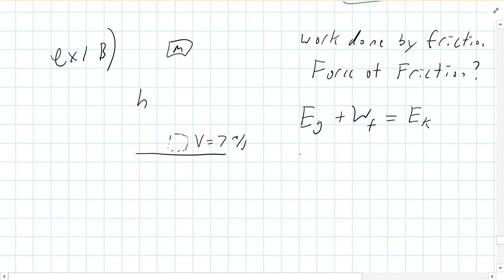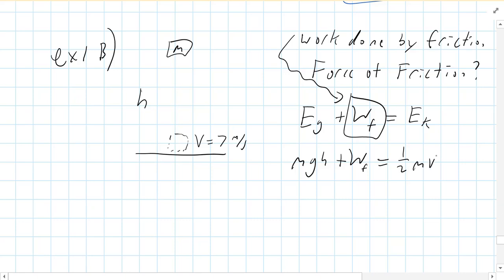So that would be your first box. Our second box is going to look almost the same, except for the following. Oops, and that's a mistake. EG is mgh, okay? We're trying to find W. Work done by friction is just W, so just leave it as W, okay? Work done by friction. We're trying to solve for that number. And then kinetic energy is 1/2 mv squared, okay? Now, that would be your second box.